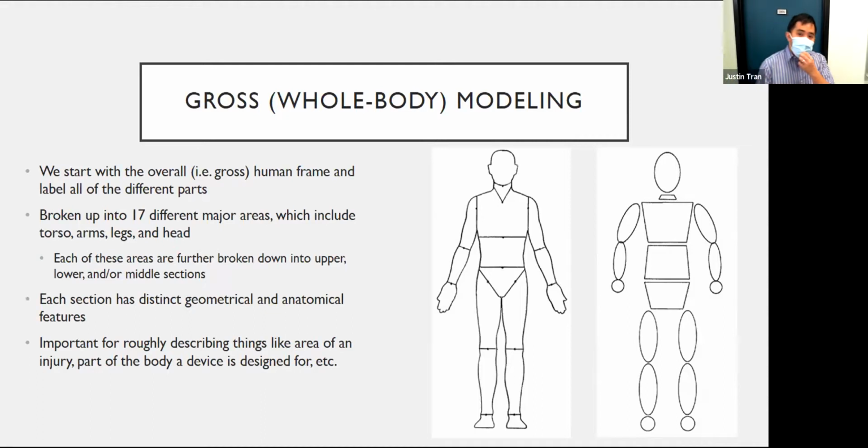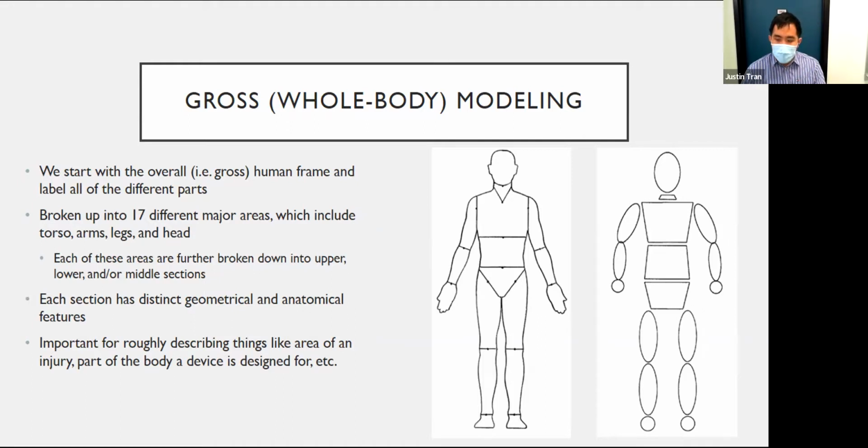Where we're going to start is with this idea of what's called gross body modeling, or whole body modeling. This is basically looking at the human frame as an entire entity, and then breaking it up into different segments. If you look at the human body, you can break it up into 17 major segments. These segments are defined loosely by the size of the major bones in that area. This roughly breaks a lot of the limbs down into an upper section, a lower section, and sometimes a middle section as well.